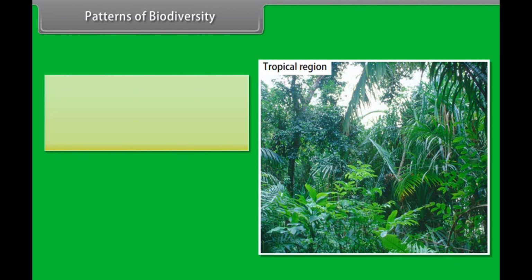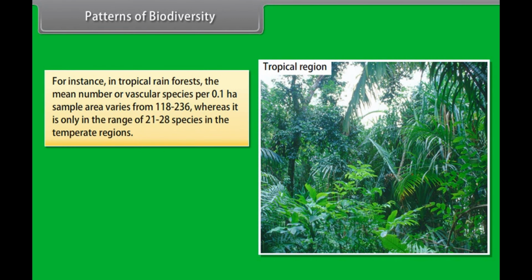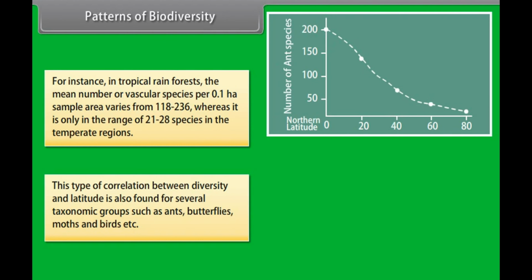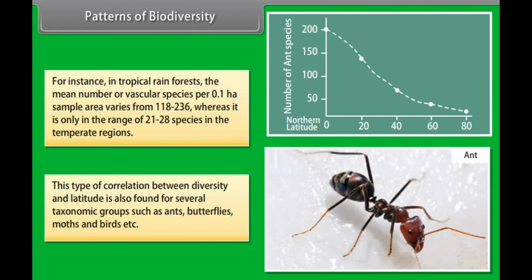For instance, in tropical rainforests, the mean number of vascular species per 0.1 ha sample area varies from 118 to 236, whereas it is only in the range of 21 to 28 species in the temperate regions. This type of correlation between diversity and latitude is also found for several taxonomic groups such as ants, butterflies, moths, and birds, etc. Species area relationships.